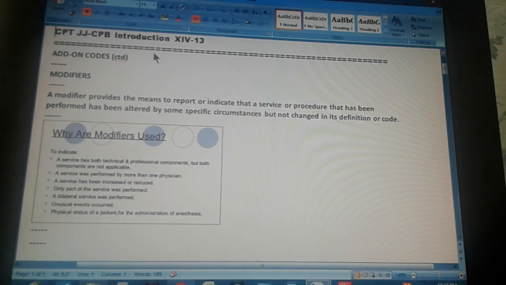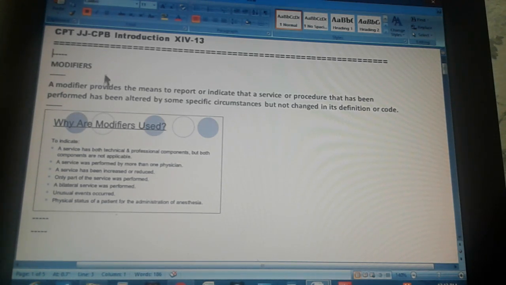CPT JJ CPV Introduction, page 14, part 13. Add-on codes. Oh no, it's not add-on codes. We're doing modifiers. Can you erase that? Add-on codes? Sure. All right. So we're doing modifiers now, right? Right. Modifiers. What's a modifier?